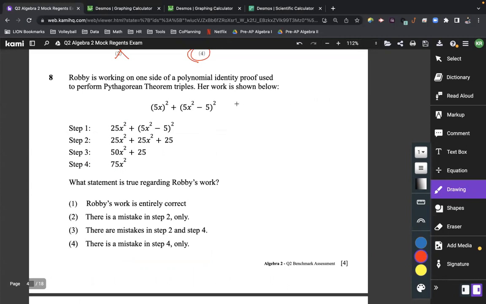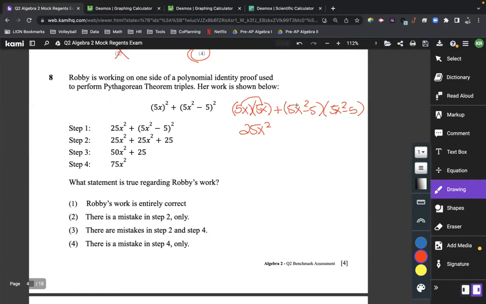So here, if I have 5x squared, that means I have 5x times 5x plus, again, this is squared, so it's these two again: 5x squared minus 5 times 5x squared minus 5. Now I have to multiply that through. So 5x times 5x is 25x squared. And then I've got to FOIL this out.